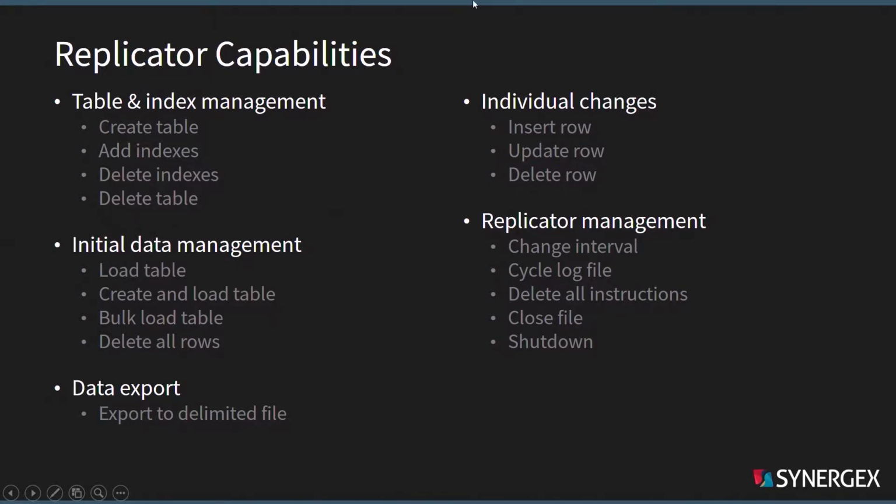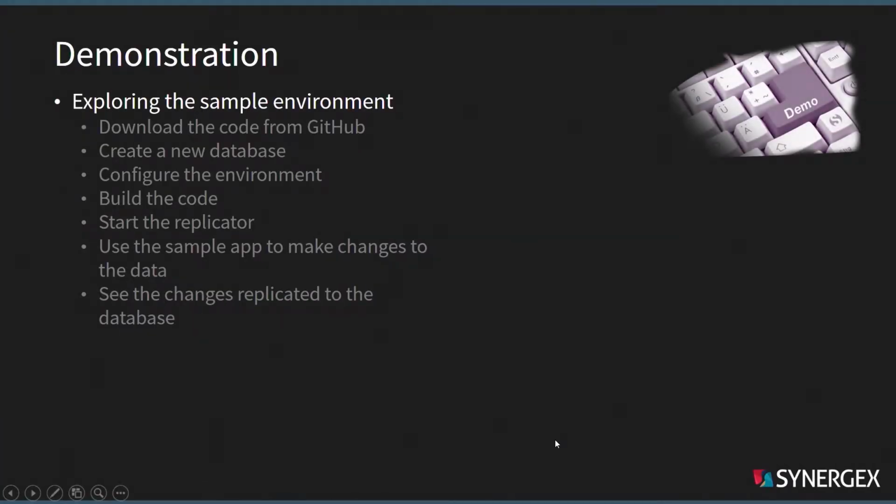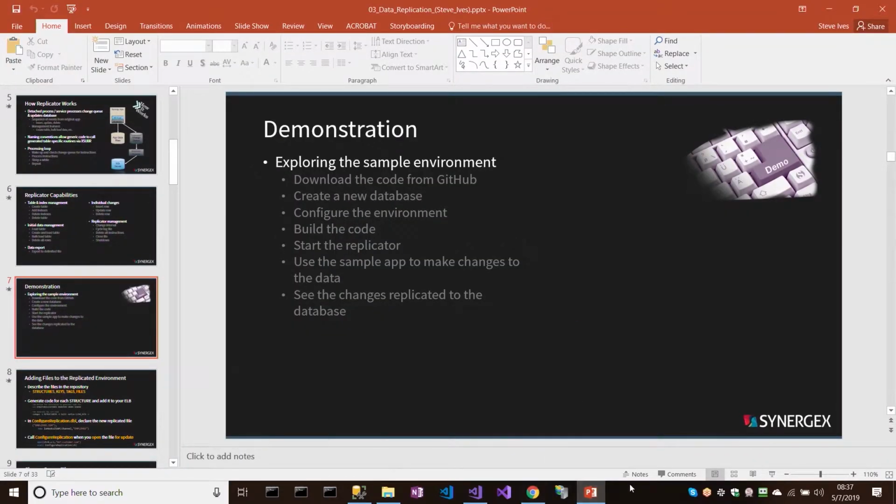The basic capabilities are just insert row, update row, delete row. And as it sees your application creating a new record, it inserts a row, it updates a row, it deletes a row. So that's what it's doing most of the time. There's also a few management things. You can tell it to change its polling interval, you can tell it to cycle its log file, and various things like that. But each of these are the individual instructions, things that the replicator can do for you. I'm just going to give you a quick demonstration so that you understand what this thing does.